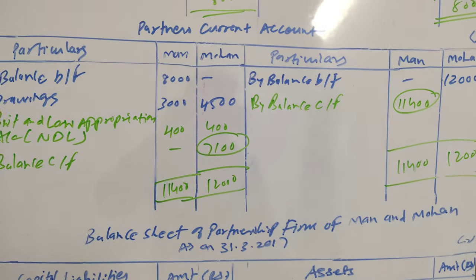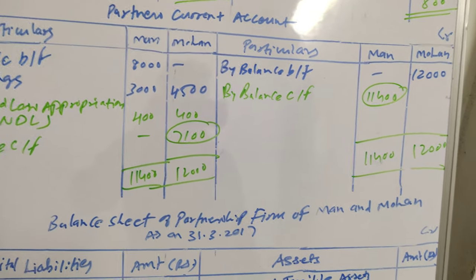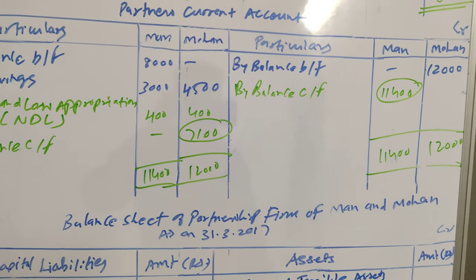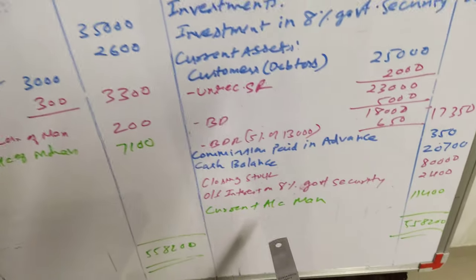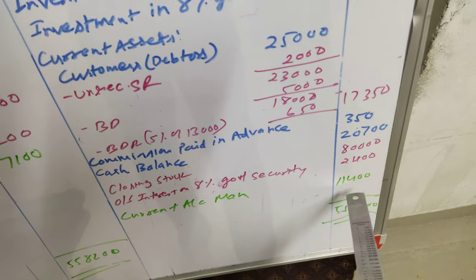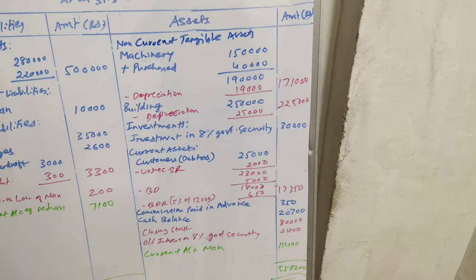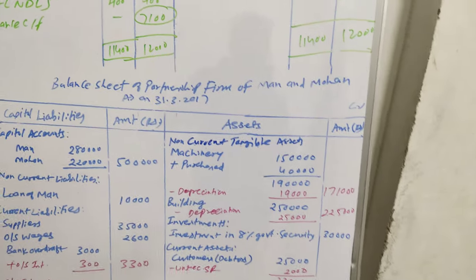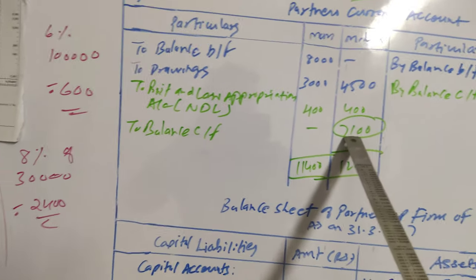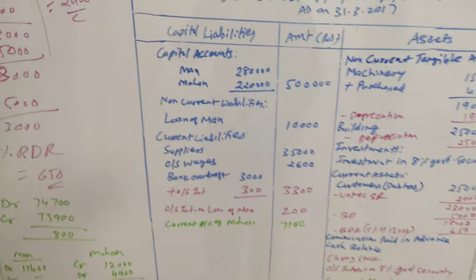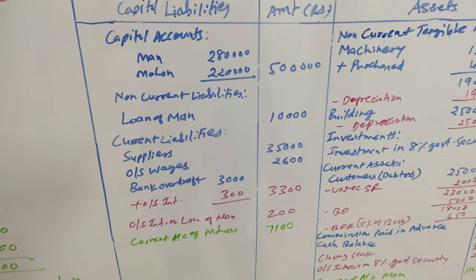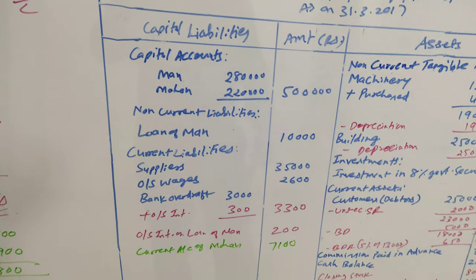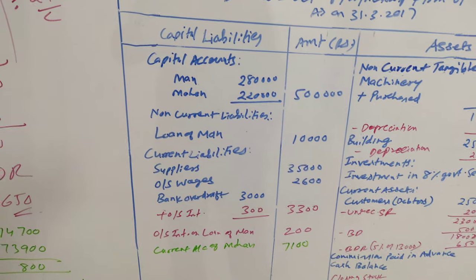Debit balance will be recorded at the asset side, credit balance will be recorded at the liability side. So we can see that Mohan is having debit balance of 11,400. Asset side it is. Current account of Mohan 11,400. Asset side of balance sheet. Okay. And Mohan is having the credit balance of 7,100, which will be recorded at the liability side of balance sheet. So here it is. Current account of Mohan 7,100.